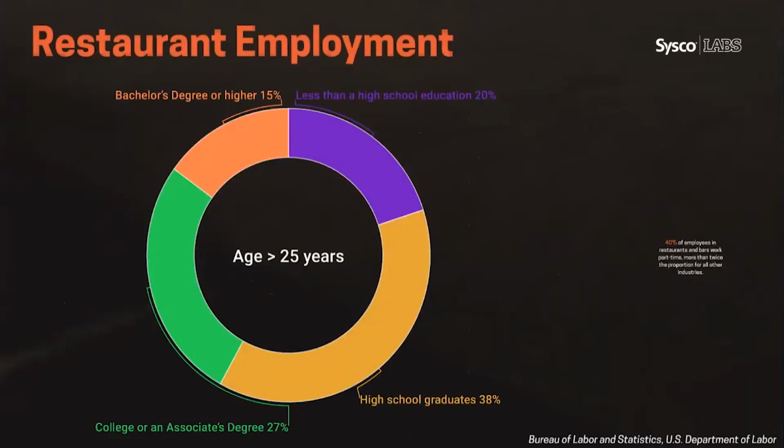What else? Again, this upper part is not that visible, unfortunately. According to the Bureau of Labor Statistics in the US, this is the level of education for restaurant employees as of 2016, I believe. About 20% of the segment have less than high school education. There's about another 38% who are high school graduates. And then the rest only have 2-year and 4-year bachelor degree type of education.